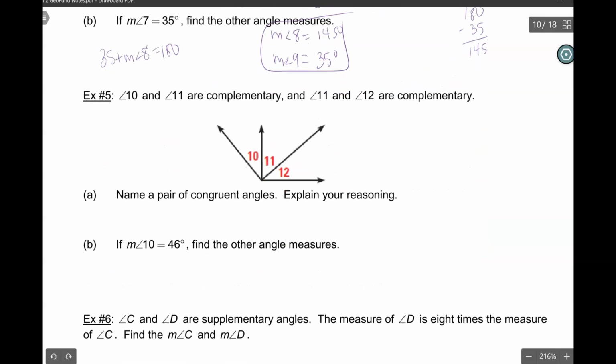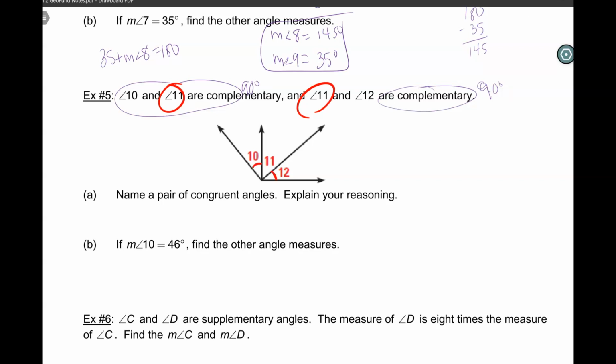Okay. 10 and 11 are complementary. Alright, so add to 90 degrees. 11 and 12 are complementary. Means they add to 90 degrees. So wait, notice that 11 is the one in common here. So since 11 is in common, that means 10 and 12 must be congruent, right? Then pair of congruent angles. Angle 10 has to be congruent to angle 12 because of the congruent complement theorem.